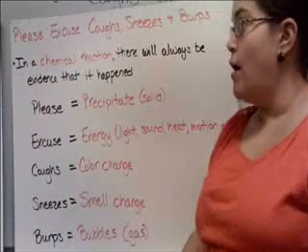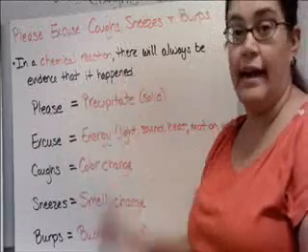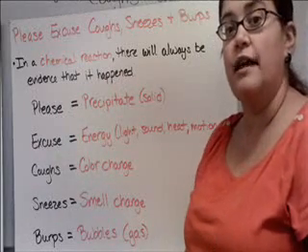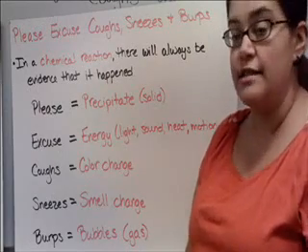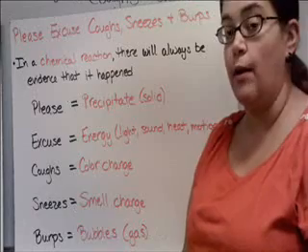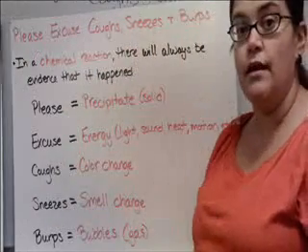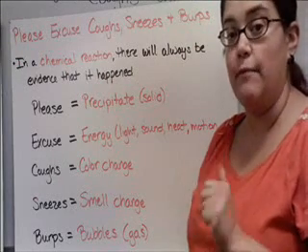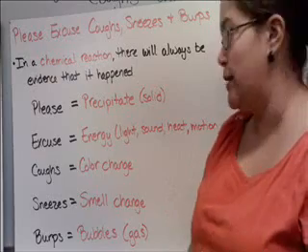Okay. In a chemical reaction, there will always be some sort of evidence that it happened. So if you mix a couple of things together and you're not sure if it counts as a reaction or not, you're going to look and see if there's any evidence that a chemical reaction occurred. And the way we're going to remember that is please excuse coughs, sneezes, and burps. That's how you remember the 5 types of evidence that you could have that a chemical reaction happened. We're going to go through each of those.